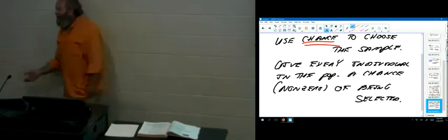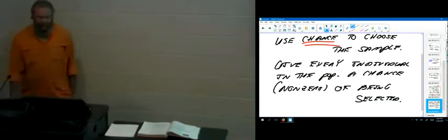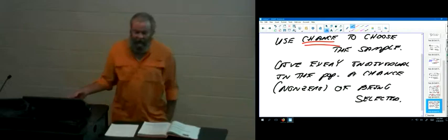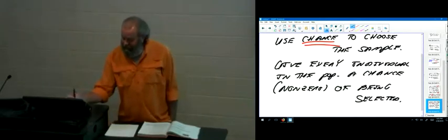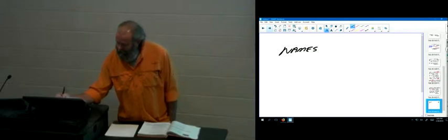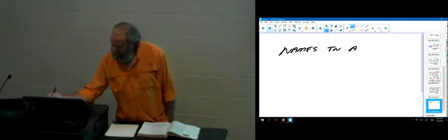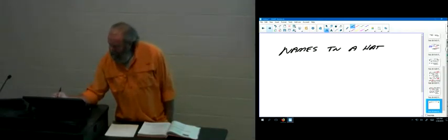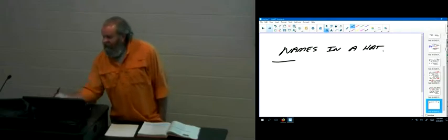Now, the simplest idea I have for this, it's not realistic, is names in a hat. So this is what I mean by names in a hat.